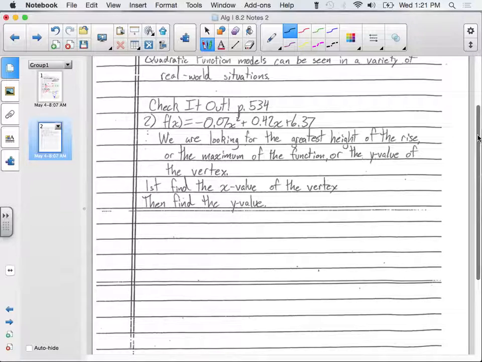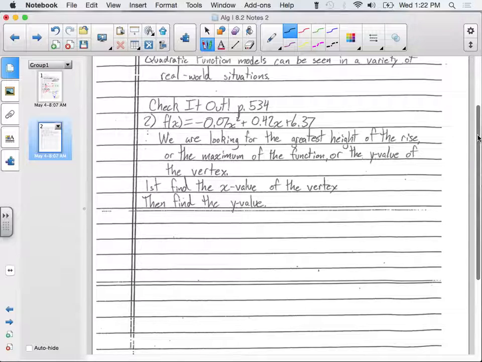So does someone want to be brave and read that for the class? Isaiah? Thank you. The height of a small rise in a roller coaster track is modeled by f of x equals negative 0.07x squared plus 0.42x plus 6.35, where x is the horizontal distance in feet from a support pole at ground level. Find the greatest height of the rise. All right, thank you.